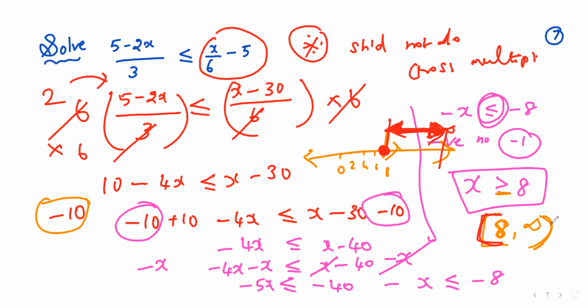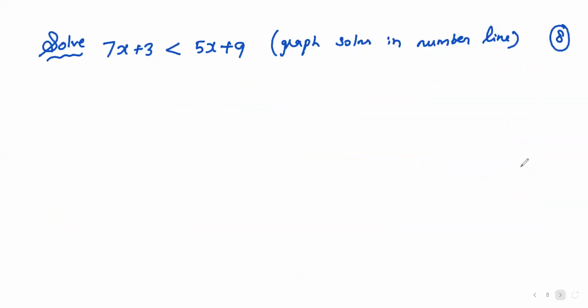This symbol is very important. Okay? Here, don't do cross multiplication. And if you multiply by a negative number, your inequality gets reversed. Okay, then make it fast. Make it fast. This solution, make it fast.